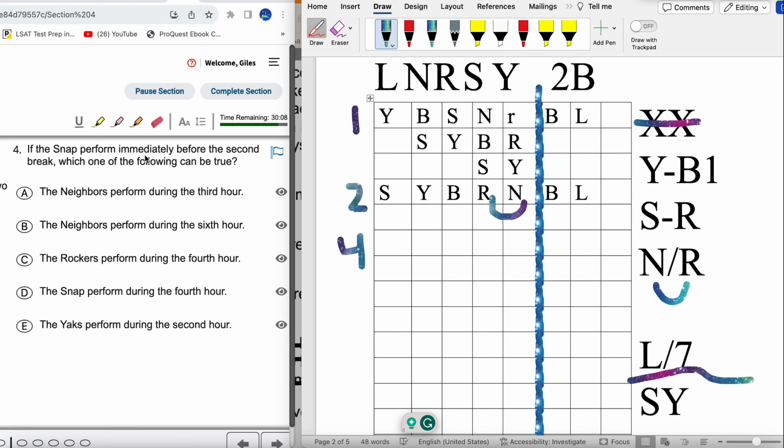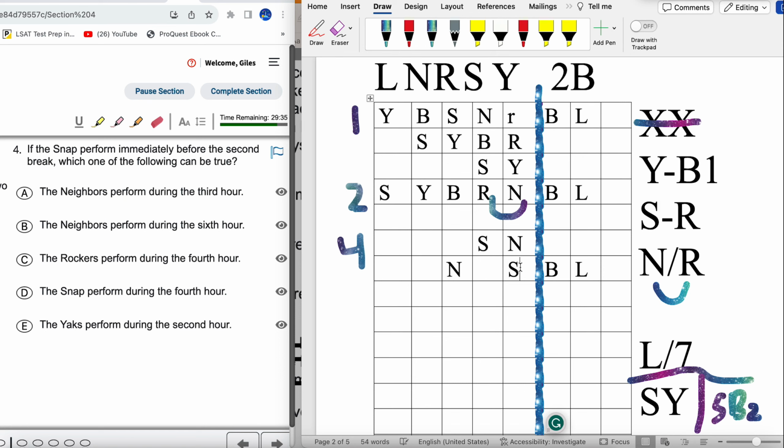The S performs immediately before the second break. So I'm going to go ahead and put S's performance immediately before the second break. So B2. So S, I'm going to put S here, and I'm going to put the second break here. Actually, I'm going to put S here, and I'll put the second break here, and then I'll put L here, and then I'll put NR.